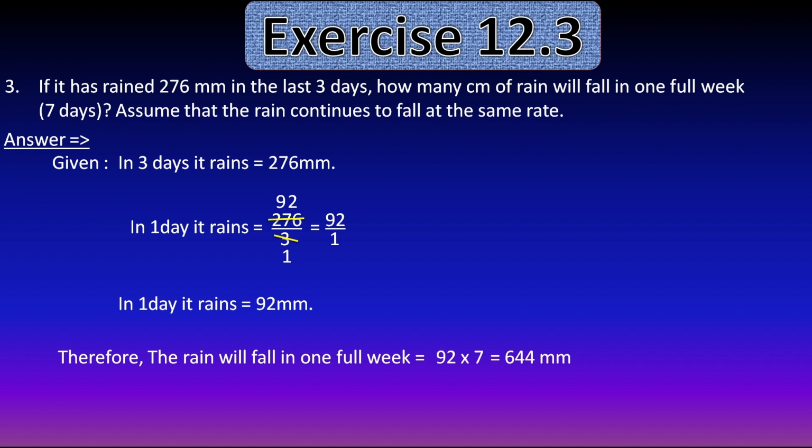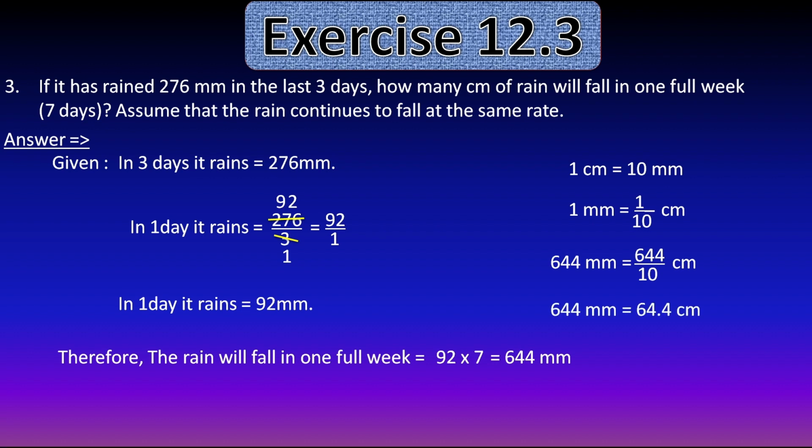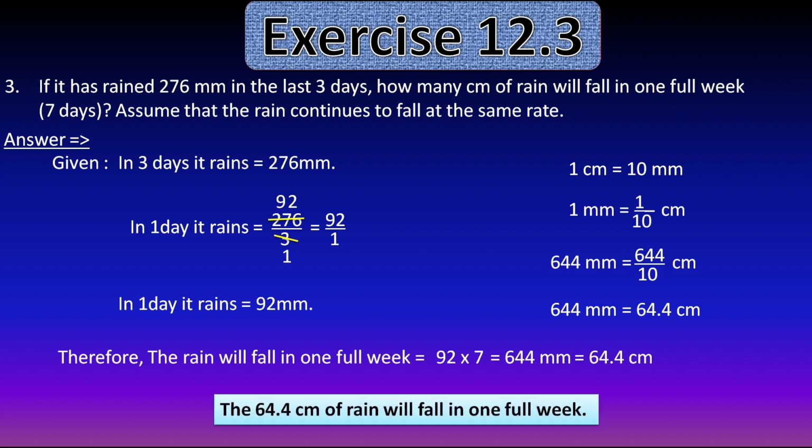644 millimeter. But they have asked us in centimeter. So we all know that 1 centimeter is equal to 10 millimeter. Means 1 millimeter is equal to 1 upon 10 centimeter. That's why 644 millimeter is equal to 644 upon 10 centimeter, which is equal to 64.4 centimeter. Therefore, the answer for this question is that 64.4 centimeter of rain will fall in one full week.